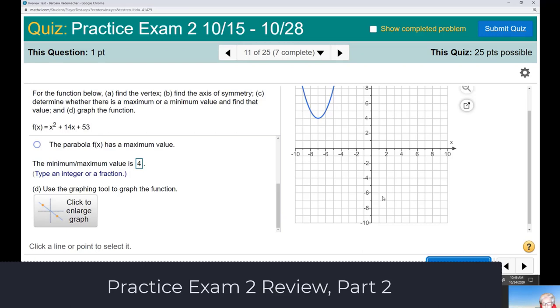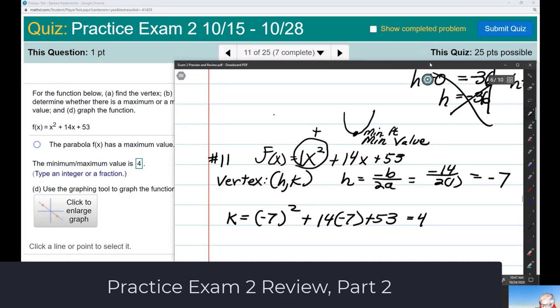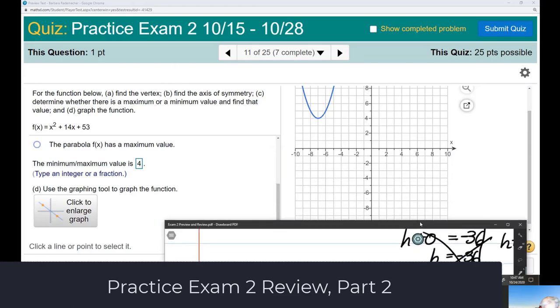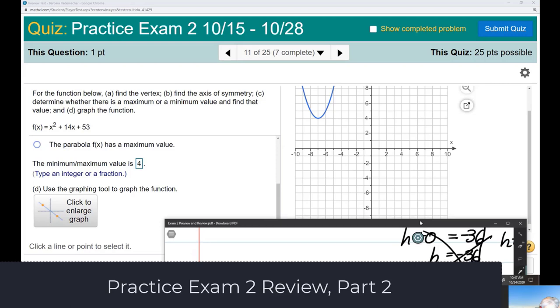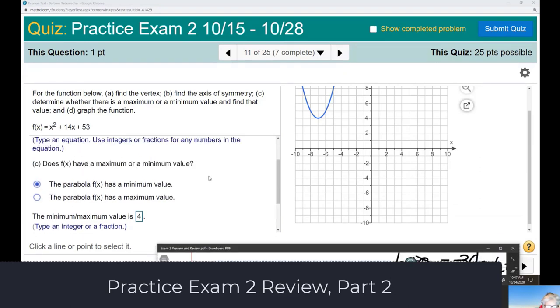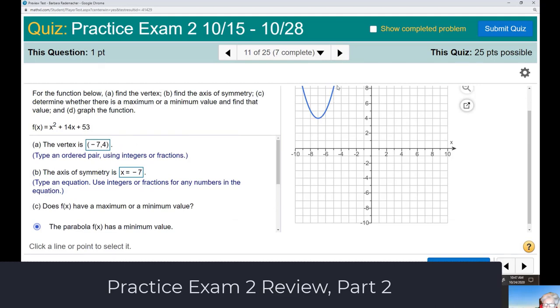So I'm gonna ask you a silly question. Was it a minimum value because the vertex was negative 7, 4? Yes. Because we start with the negative, right? On the vertex, it's located at negative 7 and then up 4. That's why it's minimal, because it's a cupped up parabola. So that is the lowest point.